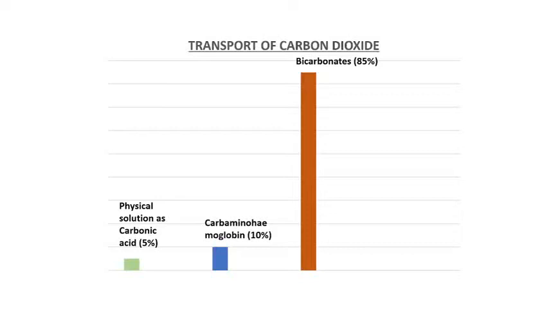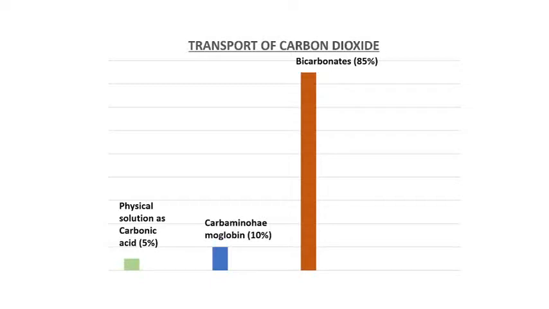And now, the majority of carbon dioxide in blood is transported as bicarbonate. So 85% of the carbon dioxide in blood is transported as bicarbonate. Now let's look into each of the methods in detail.